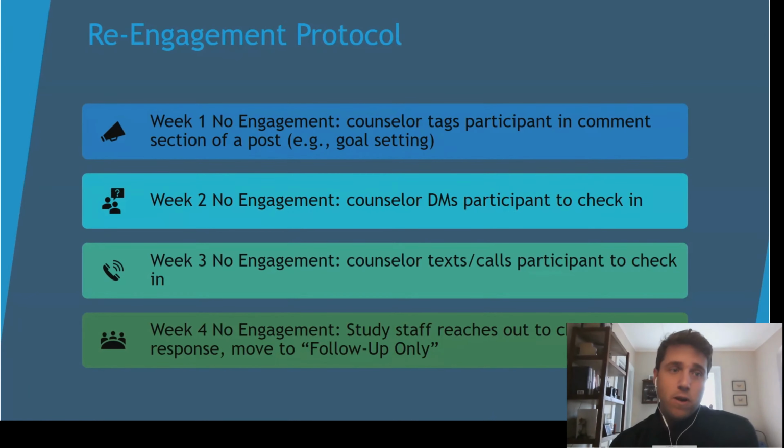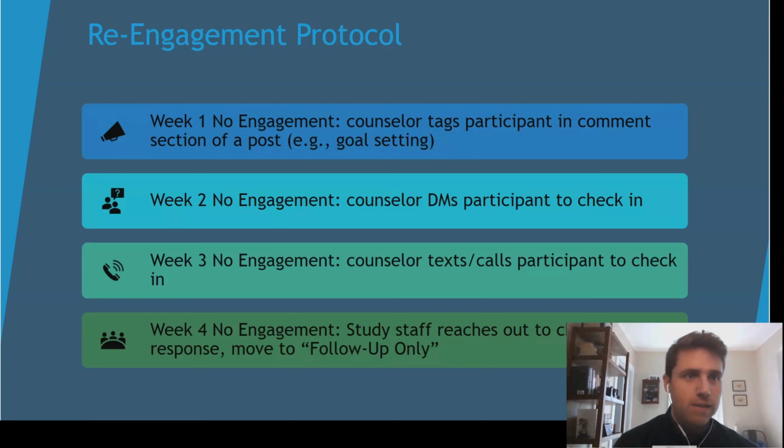And as I mentioned, we had a protocol in place. It is different trial to trial based on the length of the trial, the frequency of the visits, that sort of thing. Here's just an example. So typically, if this was, let's say, a Facebook delivered weight loss program, if there was a week where someone was quiet, we would have the counselor go ahead and tag them in the comment section of a post. So whether that was goal setting or whatever it was. If then another week went by and they hadn't engaged at all, we would have the counselor reach out to them via direct message to check in with them because they're probably still active on Facebook. They're just not participating in the group.